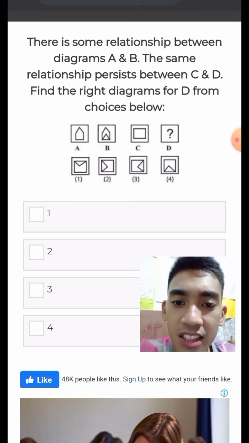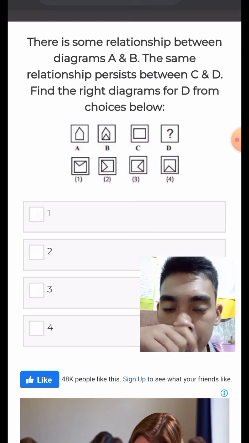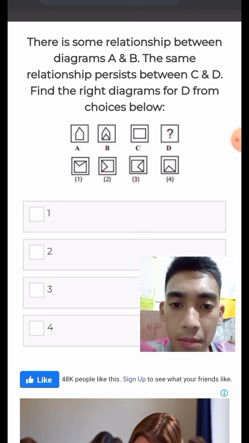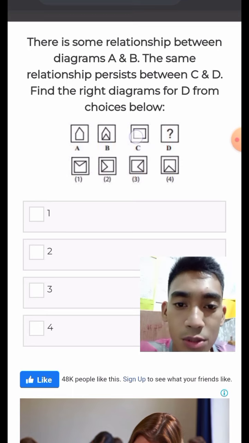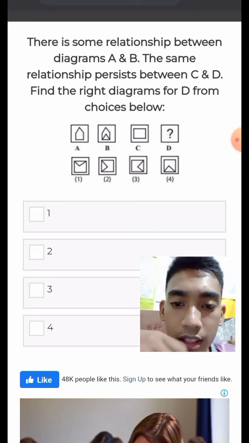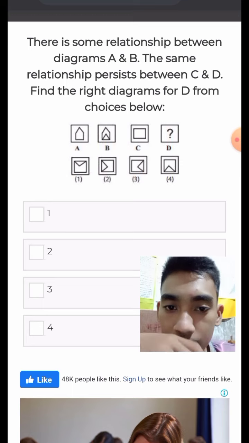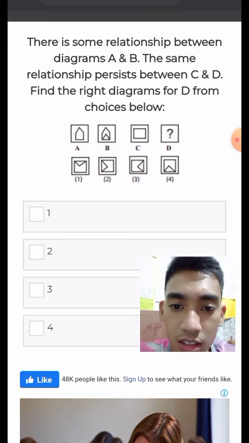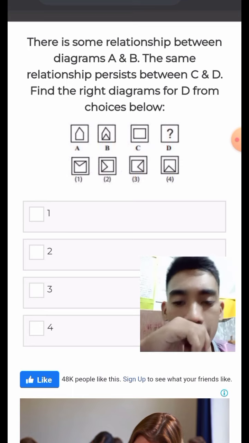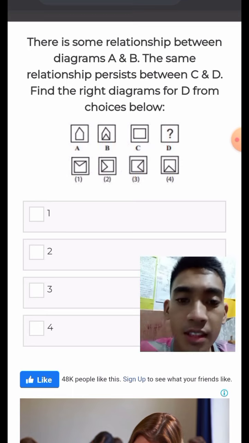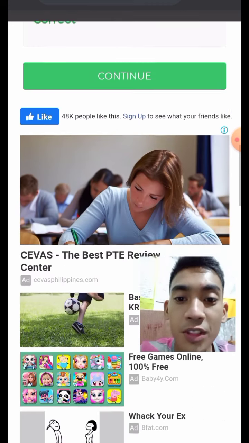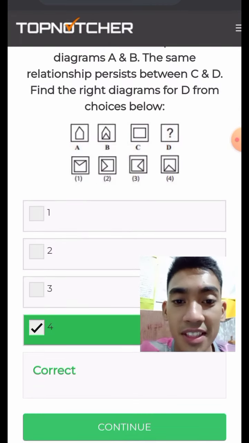For A, single, and then it has a triangle. Pentagon, and then it has a triangle. So square, a rectangle. 1, 2, 3, 4. I think it's obvious, 4. Let's try 4. Correct? The answer is 4.